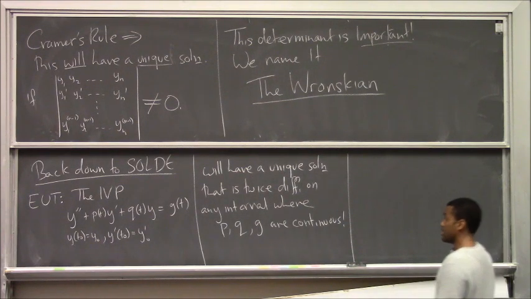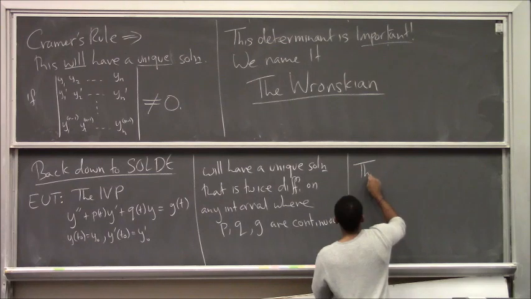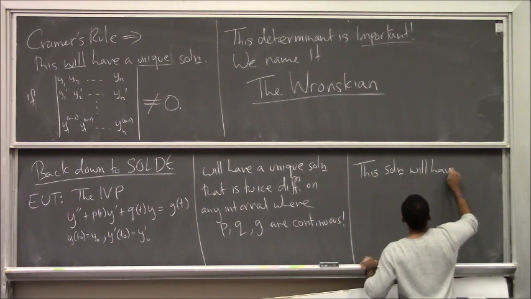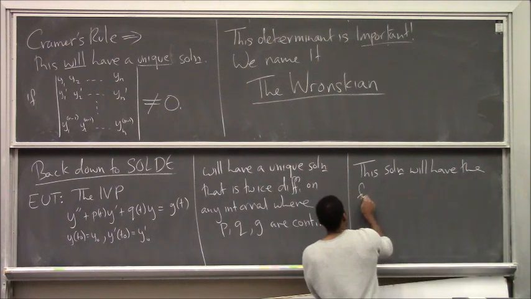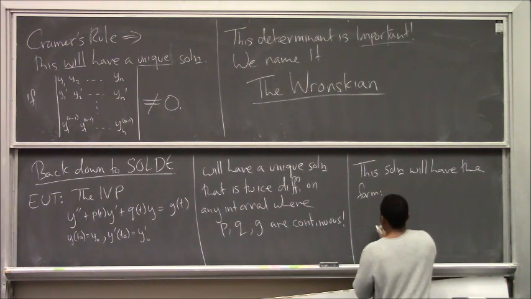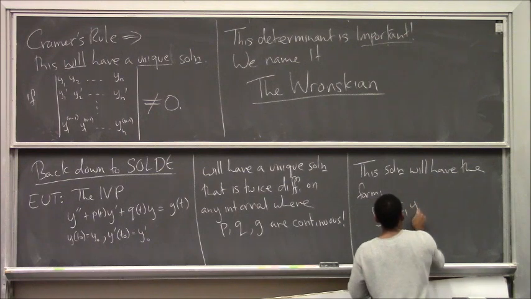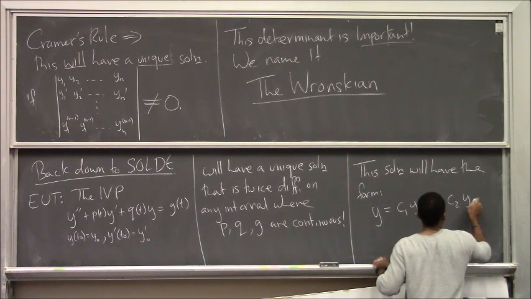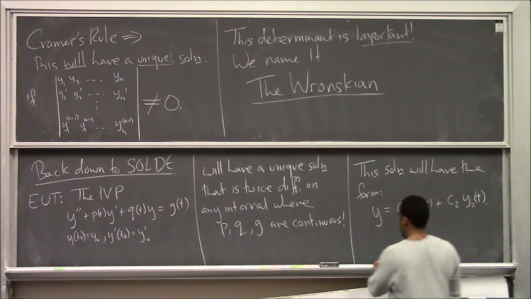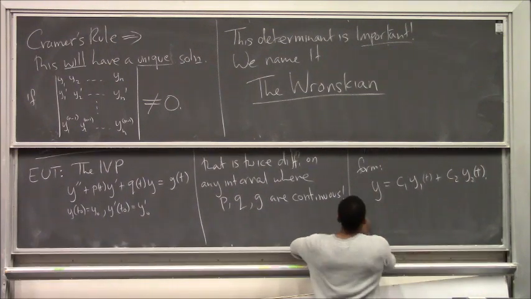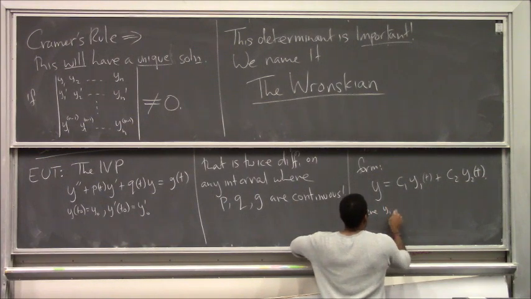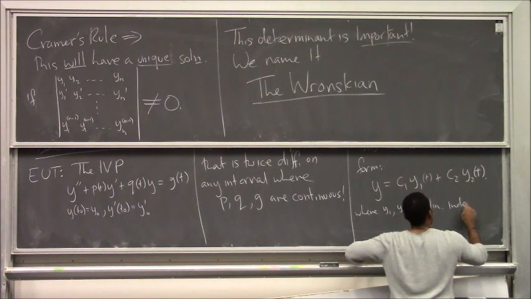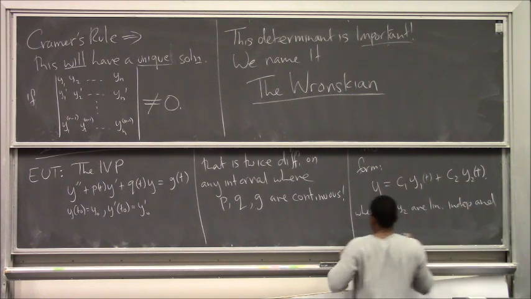Moreover, we can add to that. This solution will have the form y equals c1 y1 of t plus c2 y2 of t, where y1, y2 are linearly independent and solve the ODE.